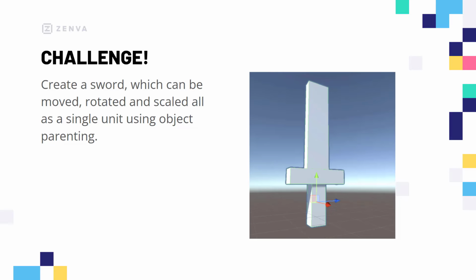Okay, now as a bit of a challenge, I want you to go ahead and create this sword right here using 3 separate cubes. Position them, rotate them, scale them, and then set up some parenting so that we can move just one of them to affect all the others. So have a go at that, and I'll see you how you're done in the next lesson.